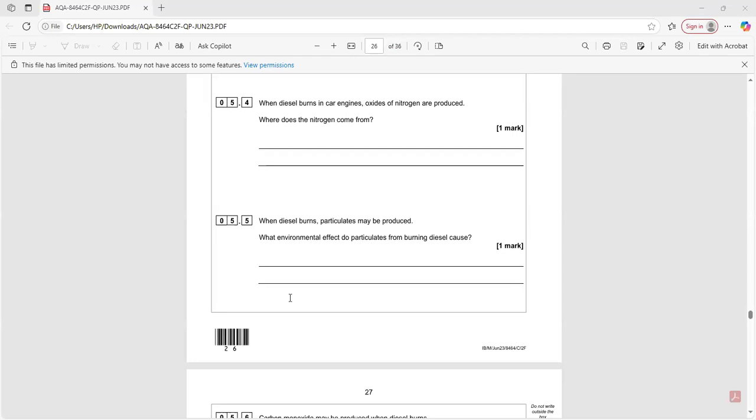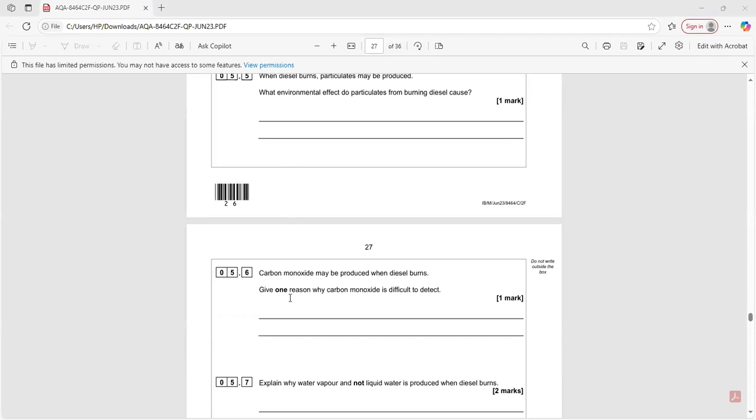The fact that it's, what do you call it? Pollution. It's pollution, and that could be harmful to the health.